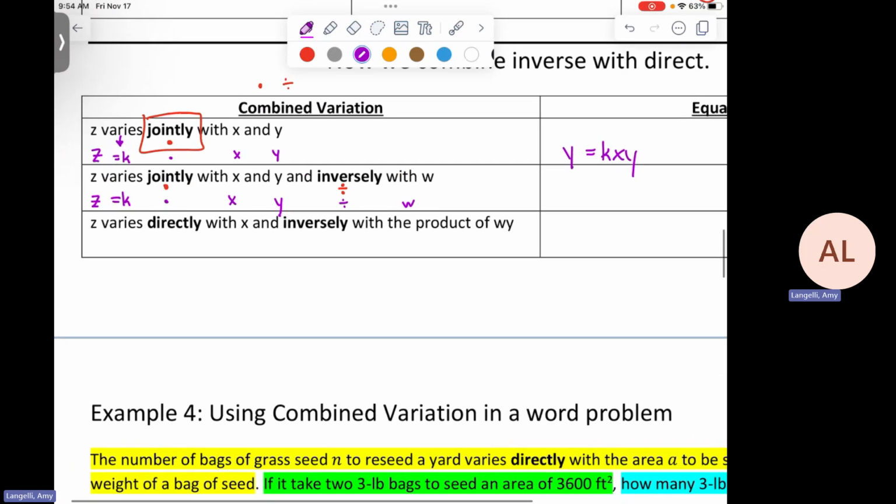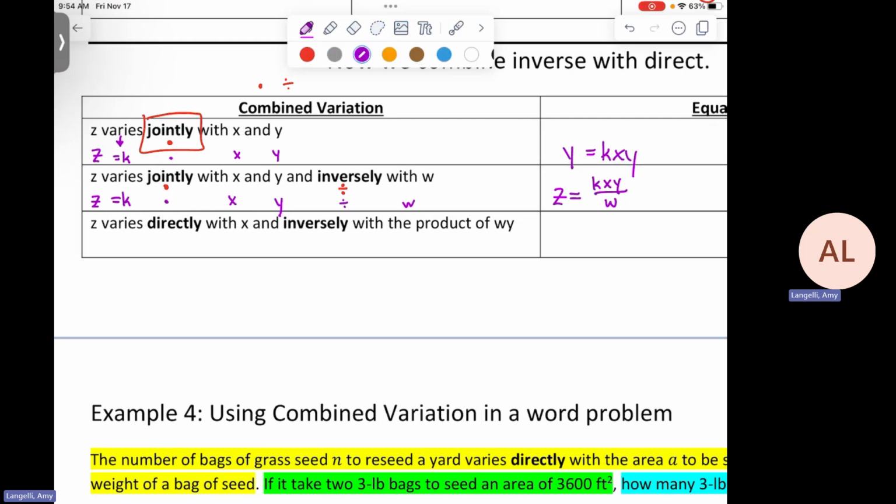And then I'm going to make that look a little prettier. I'm going to join all that stuff up. So it's Z equals K X, Y, and then inversely with W. So that's just cleaning it up a little bit. I always put K on the top, if you're wondering. You could put K in the front of the fraction if that makes you happier. I personally always put it on the top.